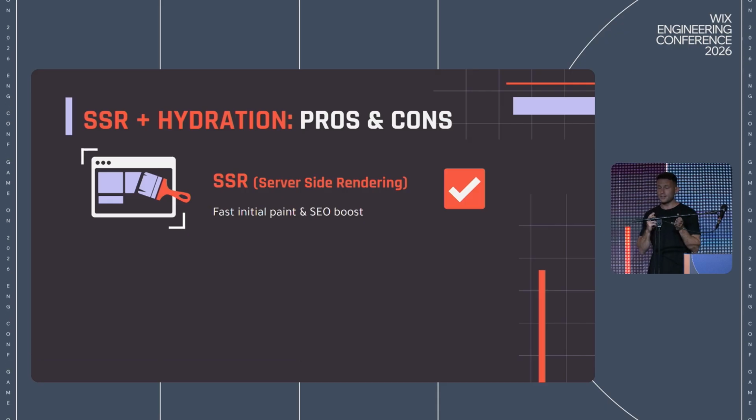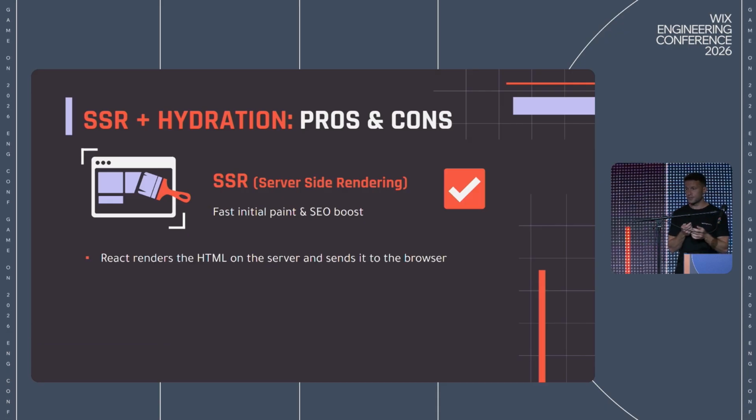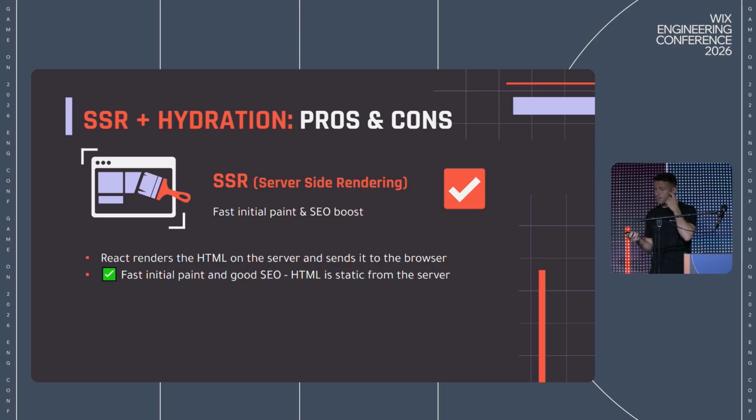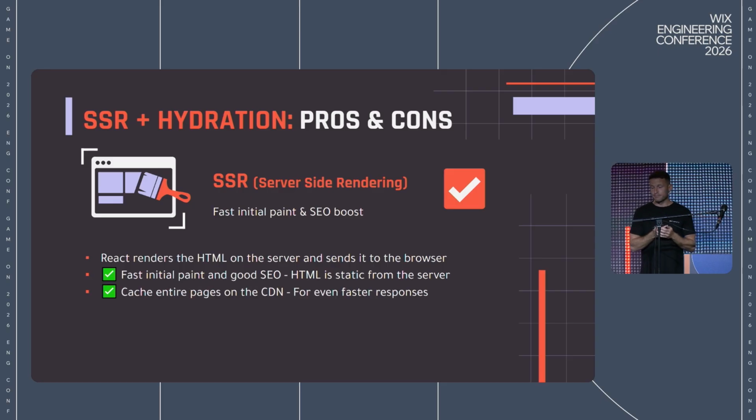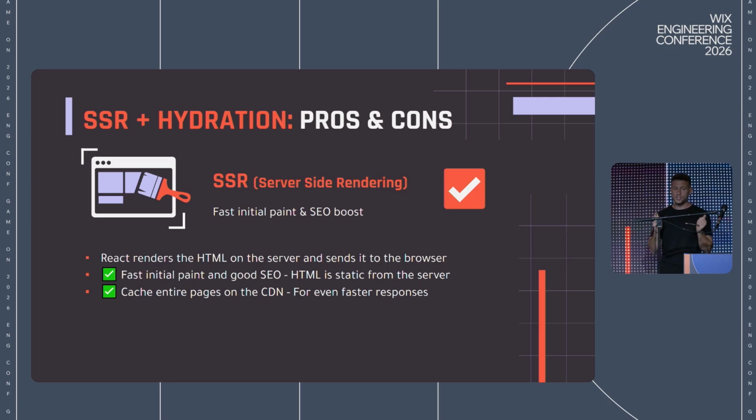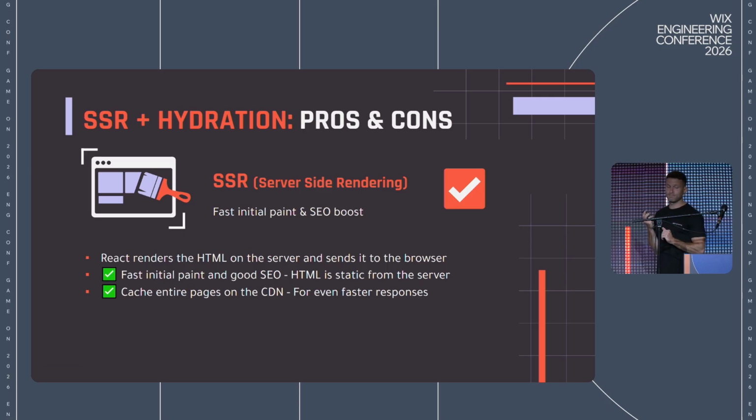So first, a quick reminder: SSR, or server-side rendering, means React renders the HTML on the server and sends it to the browser. The benefit is obvious. We get fast initial paint and good SEO. It also gives us the ability to cache entire pages on a CDN, which boosts the page load even more.